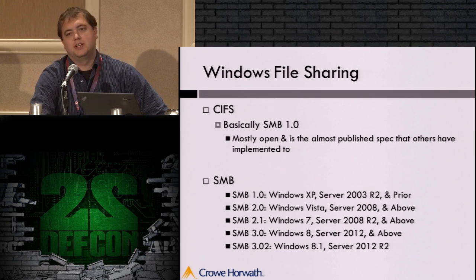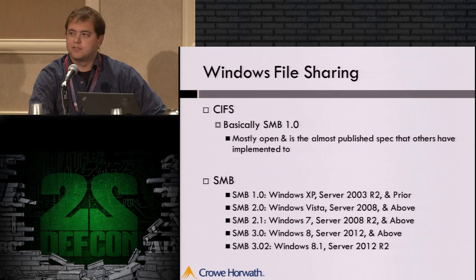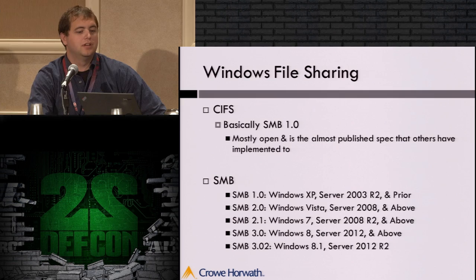Since Windows 3.1, Microsoft has had networking built into Windows and some kind of SMB. SMB was originally developed at IBM, and then Microsoft kind of took it and ran with it, and pretty much every major version of Windows with the release brings a new version of SMB.